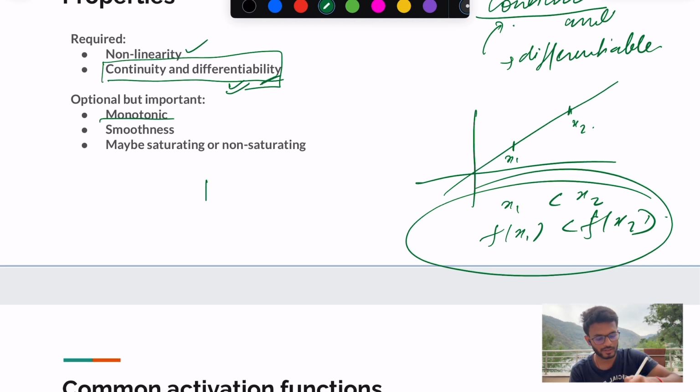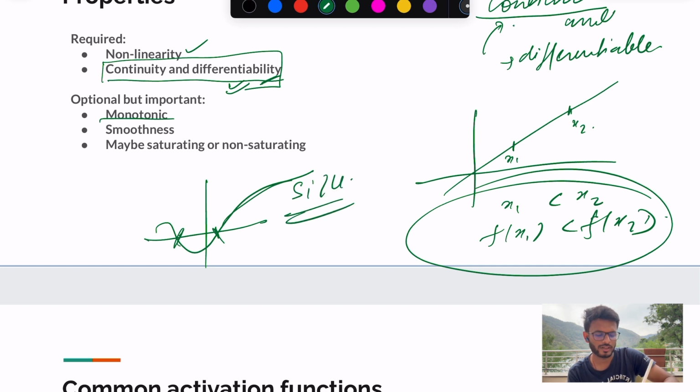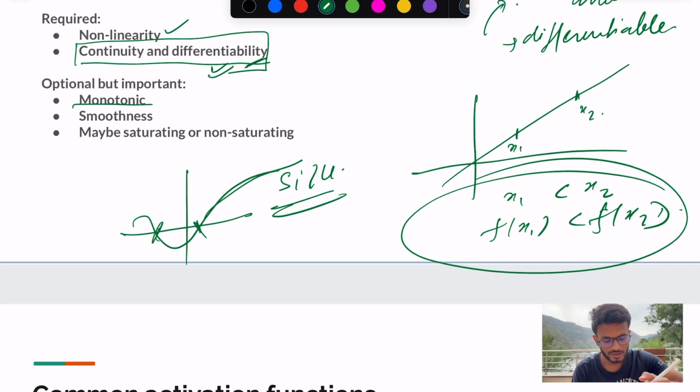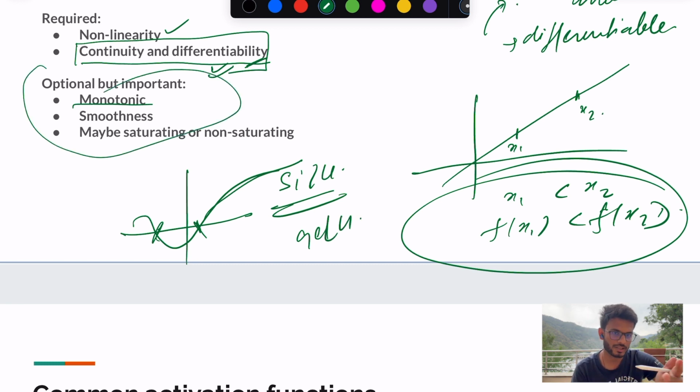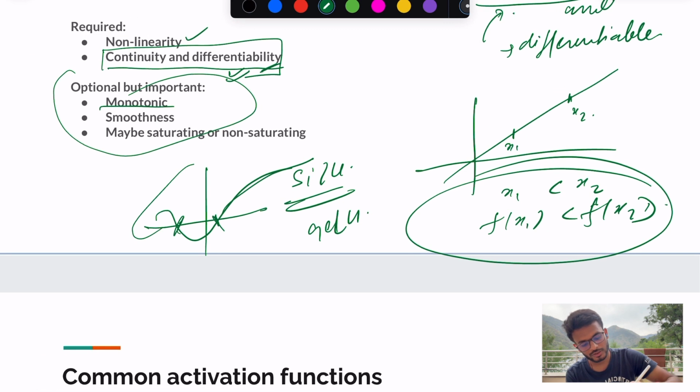If you see this function, this is actually an activation function, but it is not monotonic in this particular sector. I guess it's SiLU or GELU. So this is actually an activation function, but it's not monotonic. That's why I've written that it's an optional property. It's good if you have it, but it's not important for the function to be called an activation function.